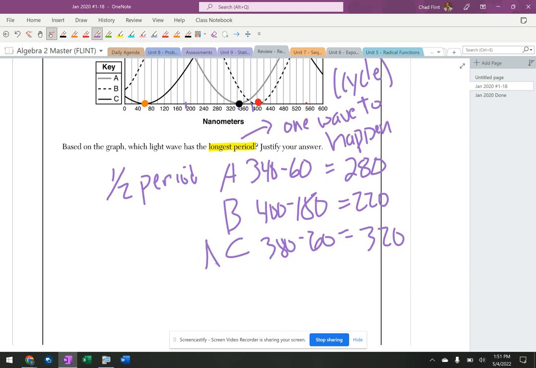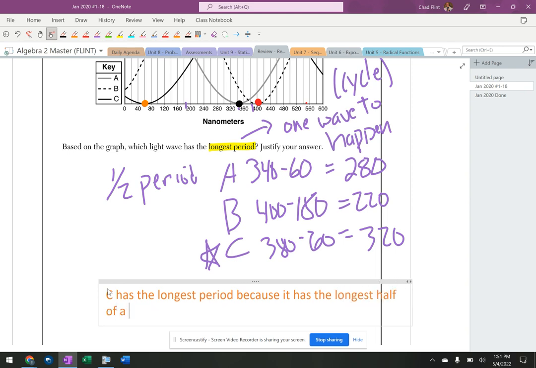So that means that C has the longest period because the half period is the longest. So I'm going to write down C has the longest period because it has the longest half of a period. You can figure out the whole period if you wanted to, but I don't think there's any need to. I would just do it just like that.